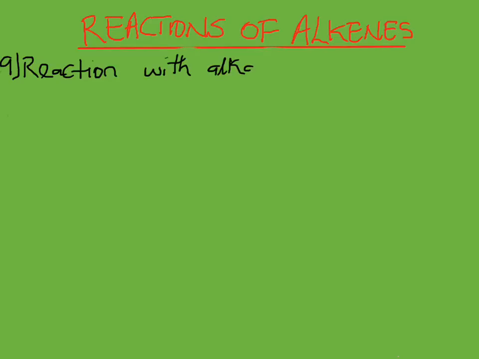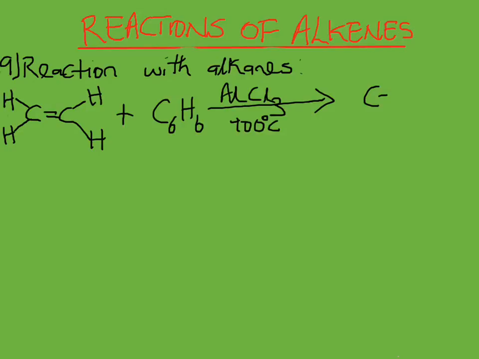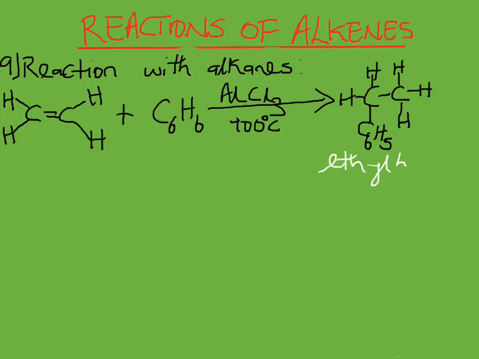The next reaction we're going to look at is reaction with other alkenes, that's reaction with other hydrocarbons. Alkenes add across the double bonds in the presence of an acid catalyst to form higher alkanes. A typical example of this reaction is the synthesis of ethylbenzene. As you can see there, we have ethene plus benzene in the presence of an acid catalyst. The acid catalyst used there is aluminium trichloride, and at 100 degrees Celsius it is going to yield us ethylbenzene.